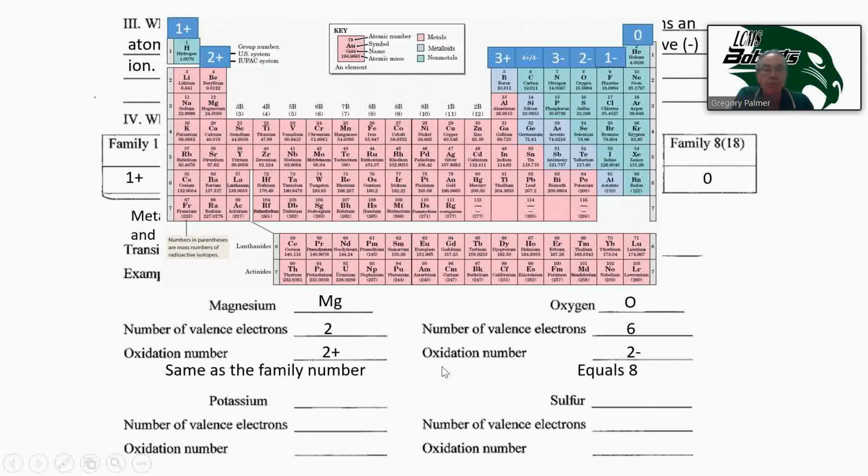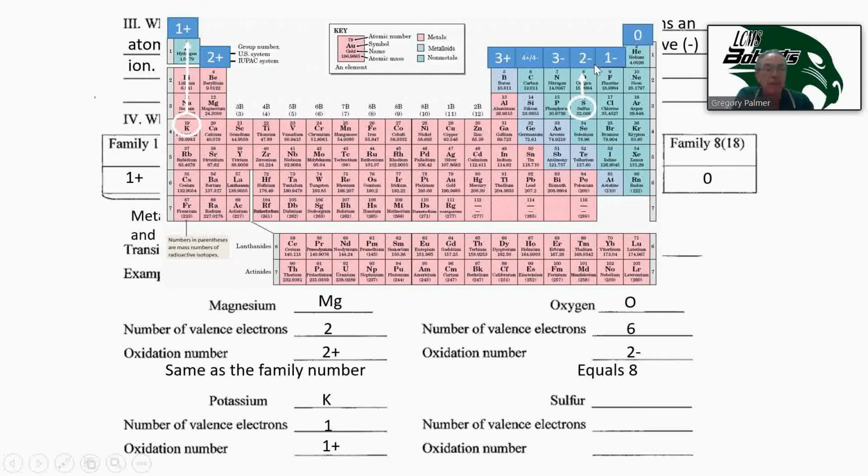Our next example is potassium, which is the metal, so it's going to be positive, and sulfur is the nonmetal. The first thing we need to do is locate them on the periodic table. So here we see potassium in family 1 and sulfur in family 6. The symbol for potassium is K. It's in family 1, so we know it has 1 valence electron. In family 1, 2, and 3, the oxidation number is the same as the family number, so it's 1 plus.